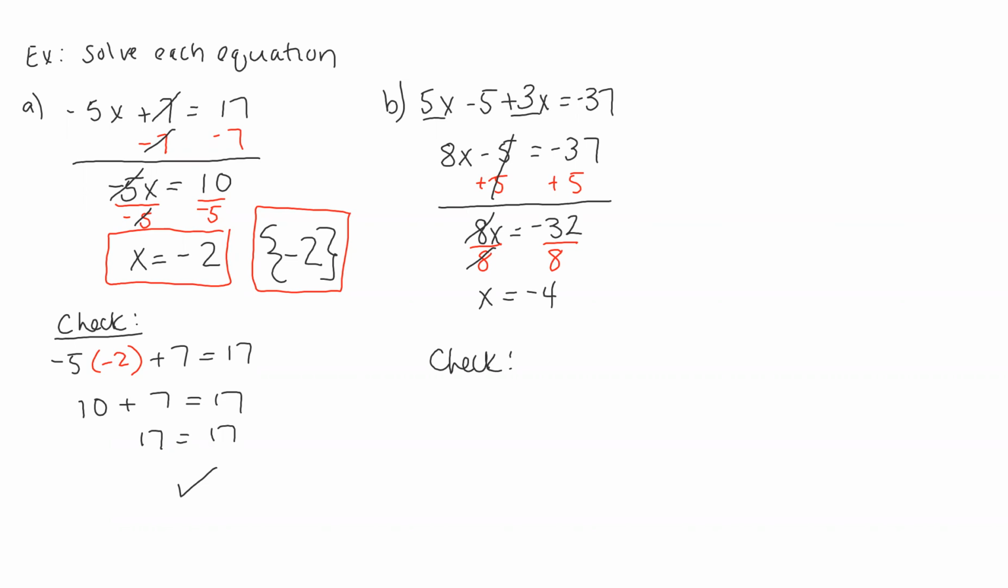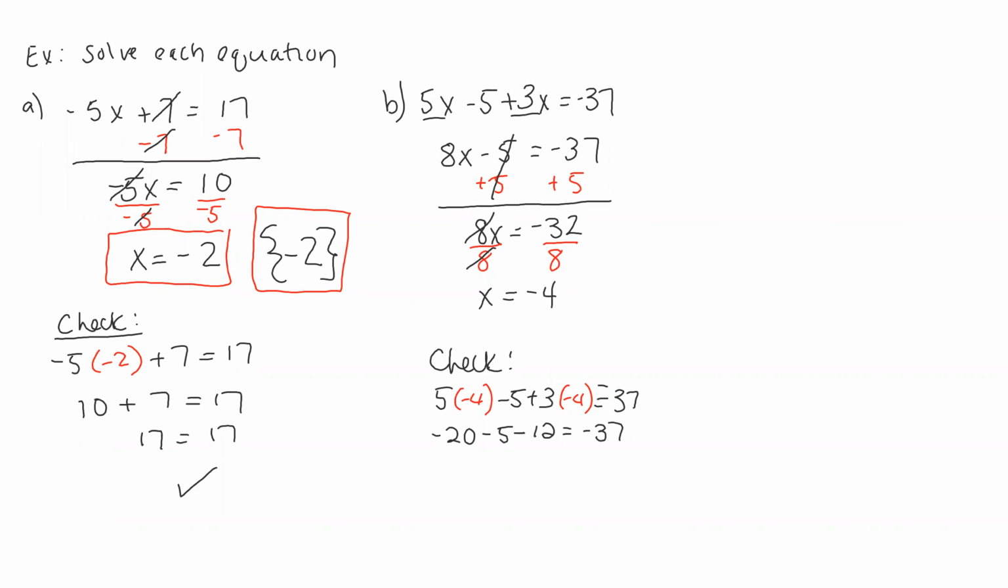And let's go ahead and check our work. We get 5 times -4 minus 5 plus 3 times -4 equals -37. So we're going to do a little bit of multiplying, and then we'll do some adding and subtracting. 5 times -4 is -20 minus 5. And then 3 times -4 is -12. So I'm going to write -12, and that equals -37.